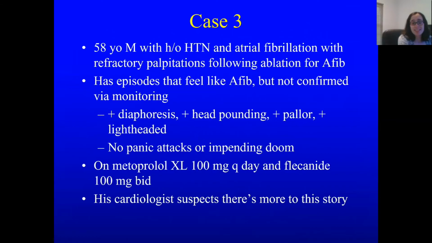Case 3, so this is one of my compliant patients. This is a 58-year-old man with a history of hypertension and atrial fibrillation, with refractory palpitations following an ablation for atrial fibrillation. After the ablation, he had episodes that felt like AFib, but they weren't confirmed on monitoring. He would wear a Holter monitor, and he was having these episodes, but he wasn't having runs of AFib. He would have episodes of sweating, his head pounding, and he'd get really pale and lightheaded. He did not have panic attacks or a feeling of impending doom.